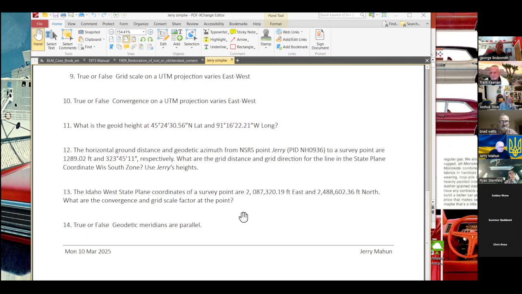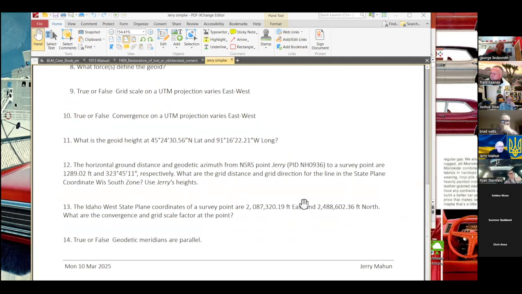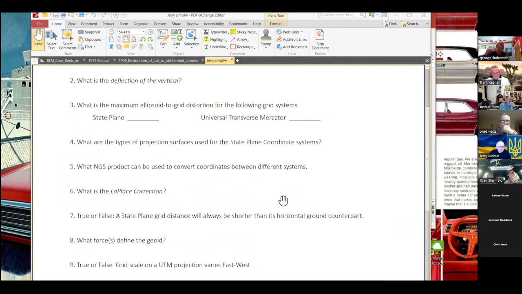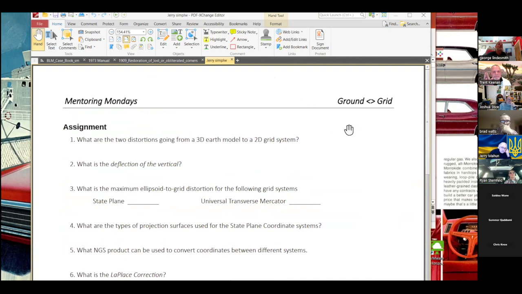Not geodetic meridian. Grid meridians are parallel. Geodetic meridians all converge. They're on the ellipsoid, and they all converge to the North Pole and to the South Pole. The only ones that don't converge are grid meridians. Even magnetic ones converge, even though it's not uniform and straight. Everything converges to some sort of pole except for grid meridians.